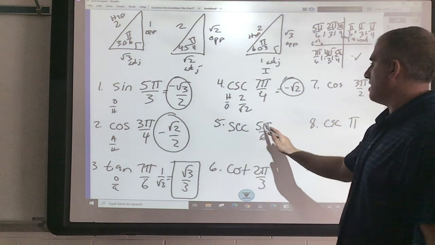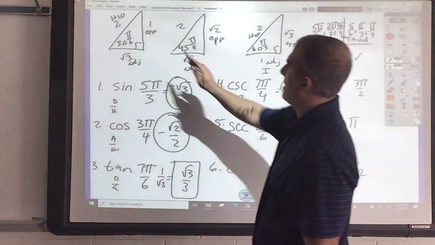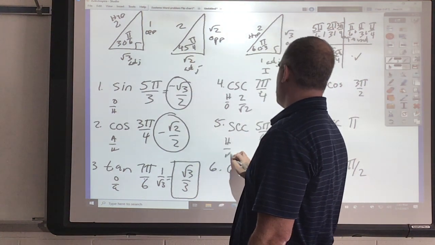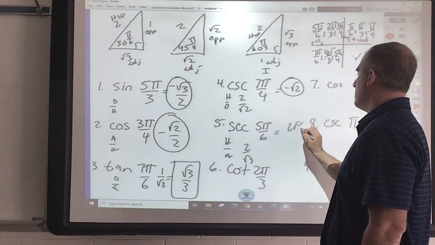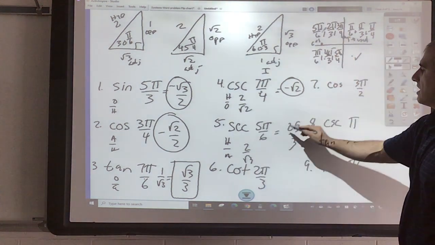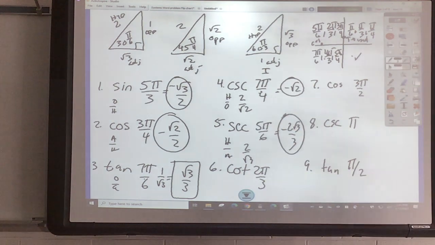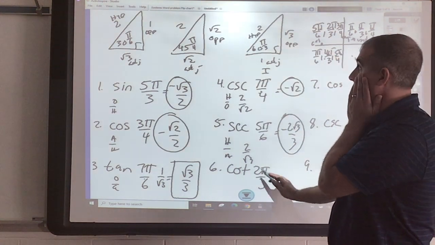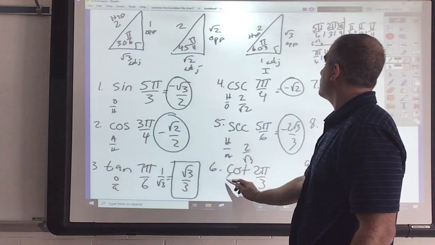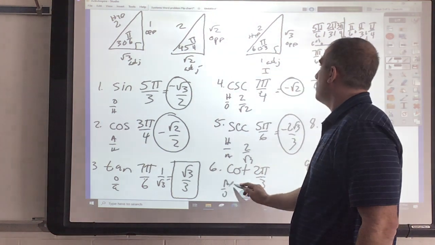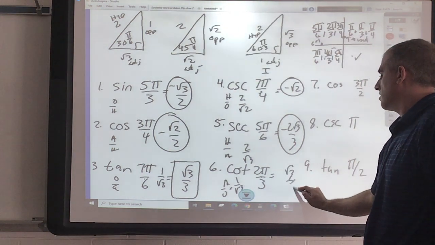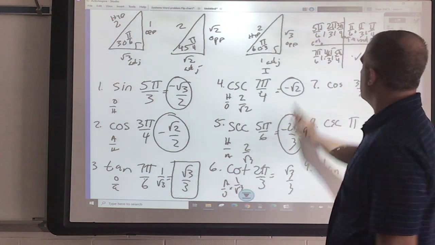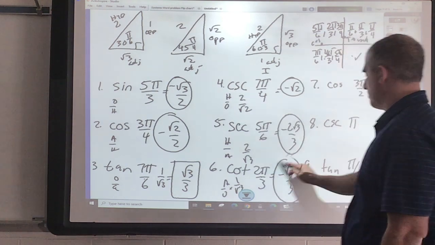Okay, secant of 5 pi over 6 traces back to that triangle, which would be h over a, which would be 2 over the square root of 3, which we know will be 2 square root of 3 over 3. That will be in this area, so that would be negative, okay? Cotangent of 2 pi over 3, it's going to be in that quadrant. 3 would trace to that, so it's going to be a over o, or 1 over the square root of 3, which would be square root of 3 over 3. And since it's in this quadrant, it would be negative, okay?